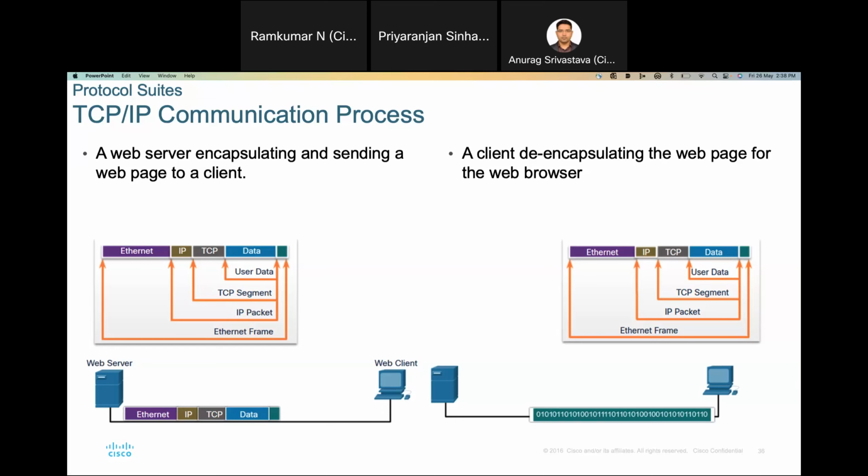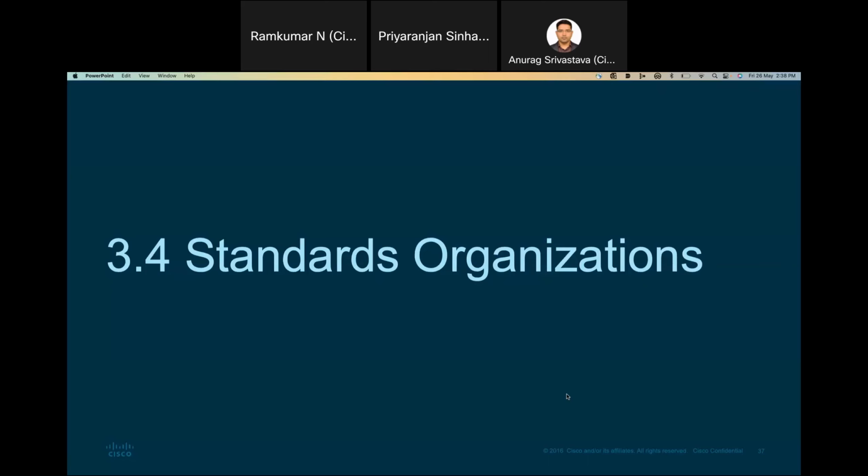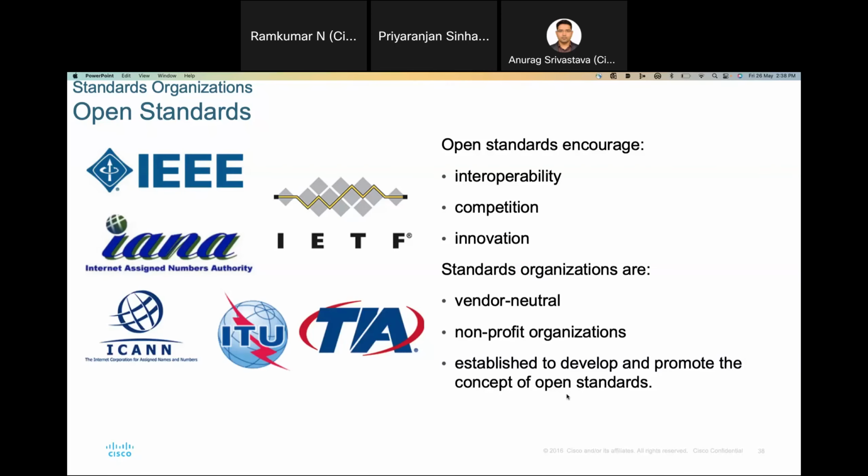So let's discuss the standard organizations and their roles and functions. These are all the standard organizations: IEEE, IANA, ICANN, ITU, and TIA. What are they doing, and what are their functions? They help in supporting interoperability. I'll give you a real-time example.